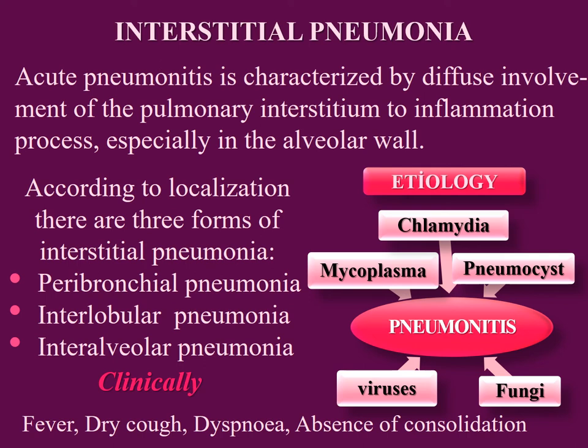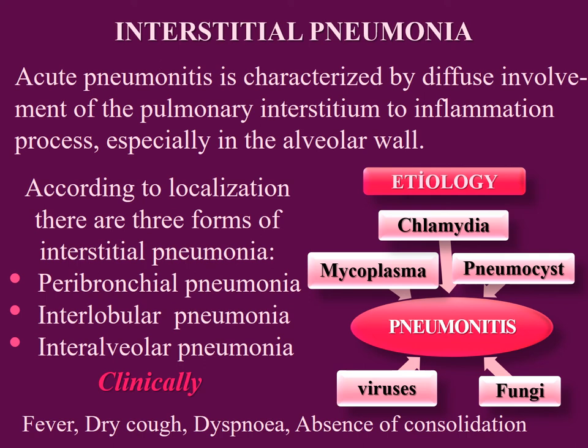According to localization, there are three forms of interstitial pneumonia. First, peribronchial interstitial pneumonia, usually caused by viruses, originating from bronchi. Interlobular interstitial pneumonia is caused by distribution of the infection from alveoli, visceral pleura, and mediastinum, usually caused by putrefactive bacteria in the subpleural regions and along the interlobular septum.